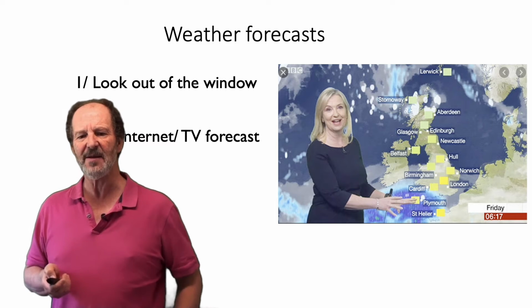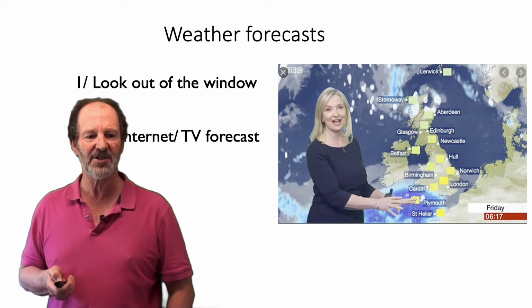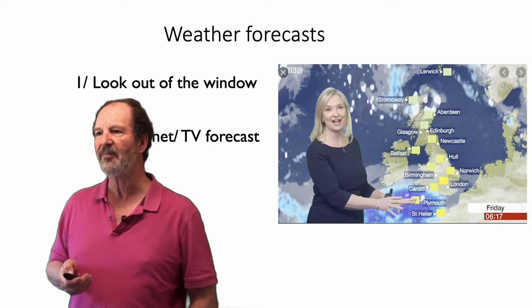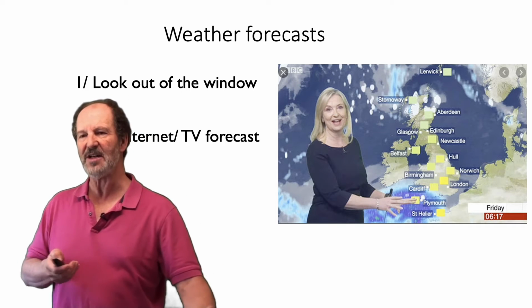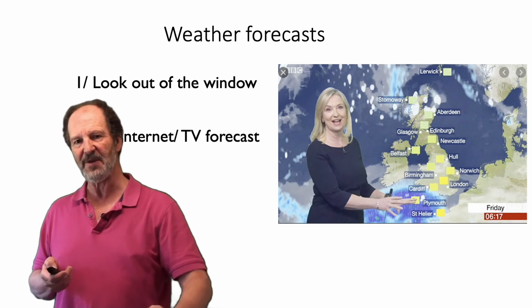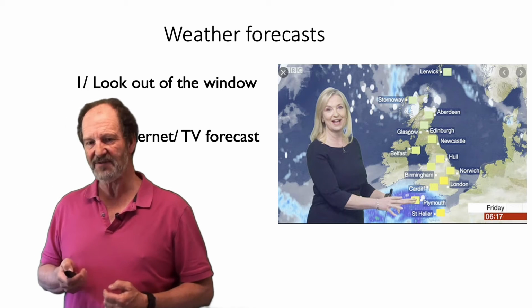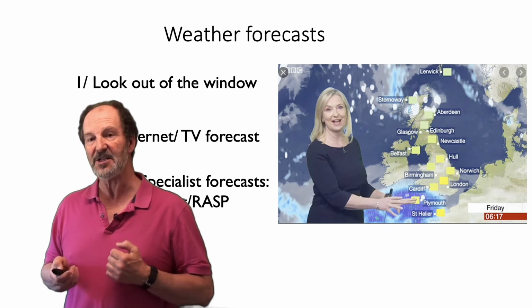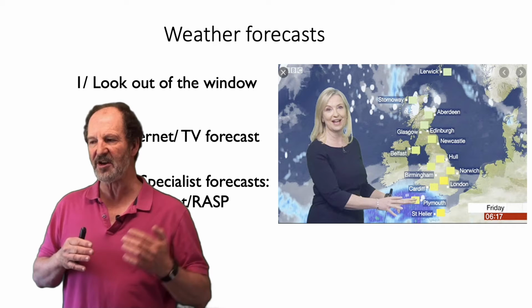So we can get a basic idea from the internet forecasts or from the TV. These tend to be good for general weather and the trends. You know, it'll be a nice day tomorrow, it'll be lightish winds and what have you, and how it's going to be over the next few days. But they do have some drawbacks as well. They can't actually tell us about winds at altitude or the convection as a rule.